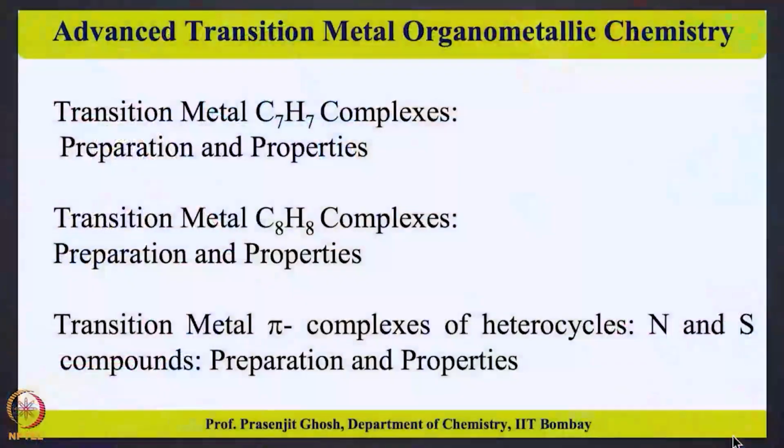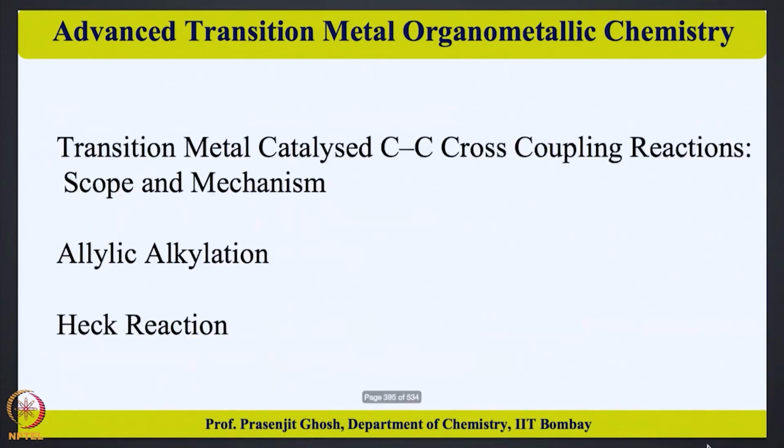and the corresponding properties. Moving further, we have looked into the C7H7 seven-membered complexes, the C8H8 complexes, and then we have looked at various metal heterocycles, pi complexes of sulfur and nitrogen, their preparation, properties and applications. And then we have looked at a set of reactions, examples of reactions which sort of define organometallic chemistry, particularly with respect to their application in industry and academia.